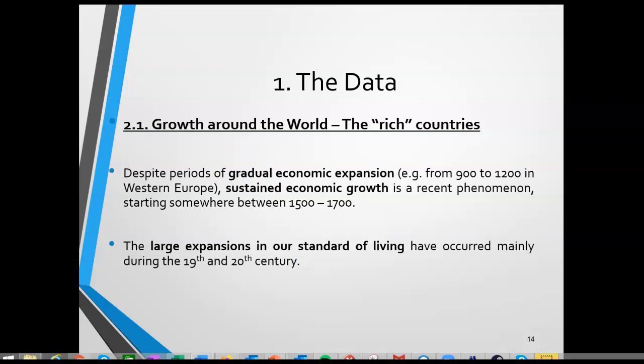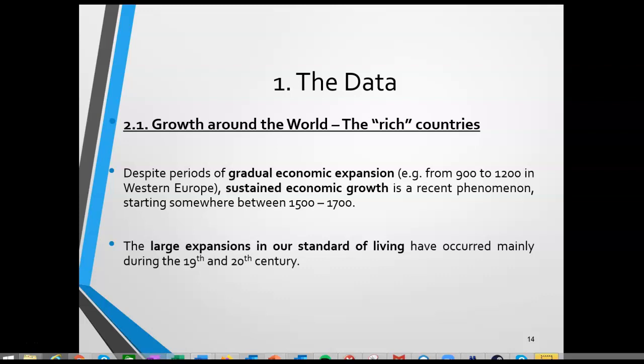Now, the convergence thing aside, I also want to be clear that even in the developed world, growth is a very recent phenomenon. Historically, there have been gradual periods of expansion, for instance, from the 9th to the 12th century in Western Europe, but they were very small and they tend to be very local. Most humans in history lived near subsistence level, and an estimated billion still do. So this is not a thing that we've completely eradicated around the world.